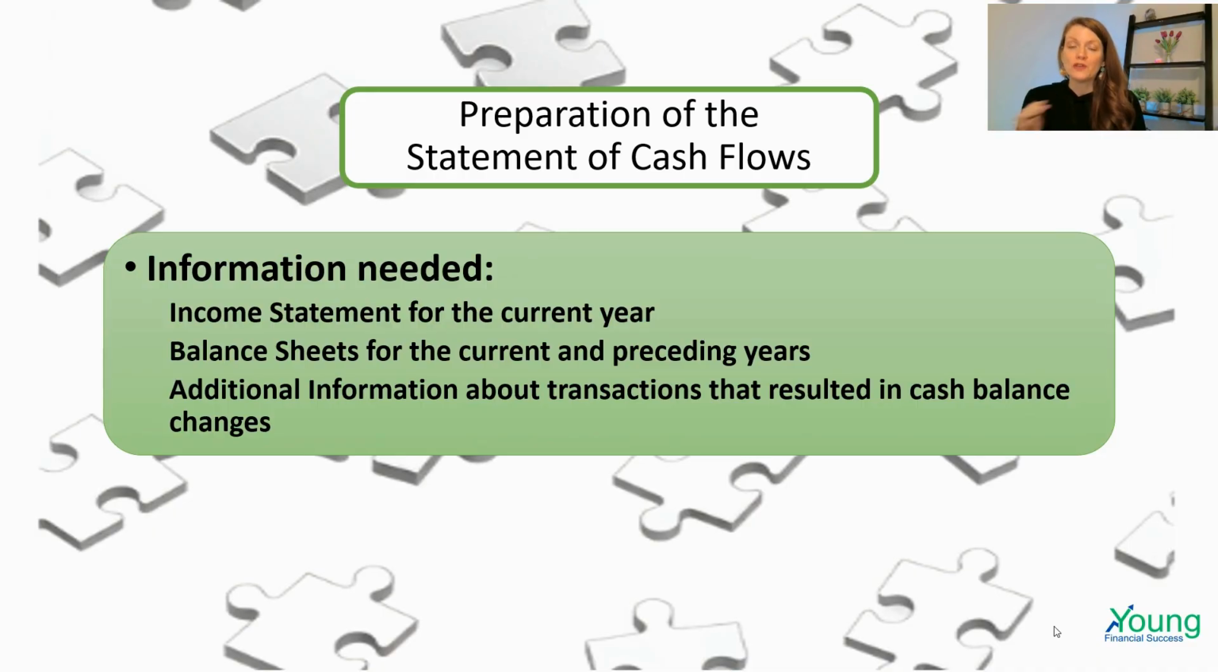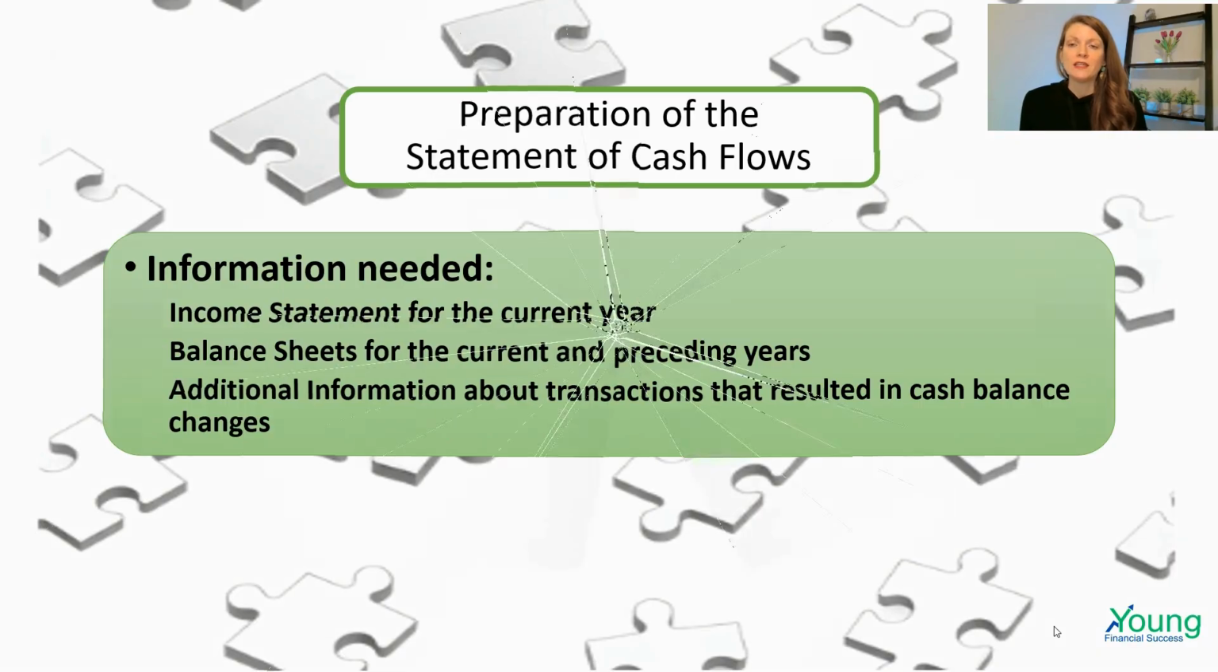Okay, so the first thing we need when we do this is the income statement. We need that for the current year, the one that we're trying to create the statement of cash flows for. Then we need the balance sheet for the current year and the previous year. We will also need some additional information that is not necessarily reflected on those two statements, to make sure that we understand fully what is going on with the cash throughout that year.